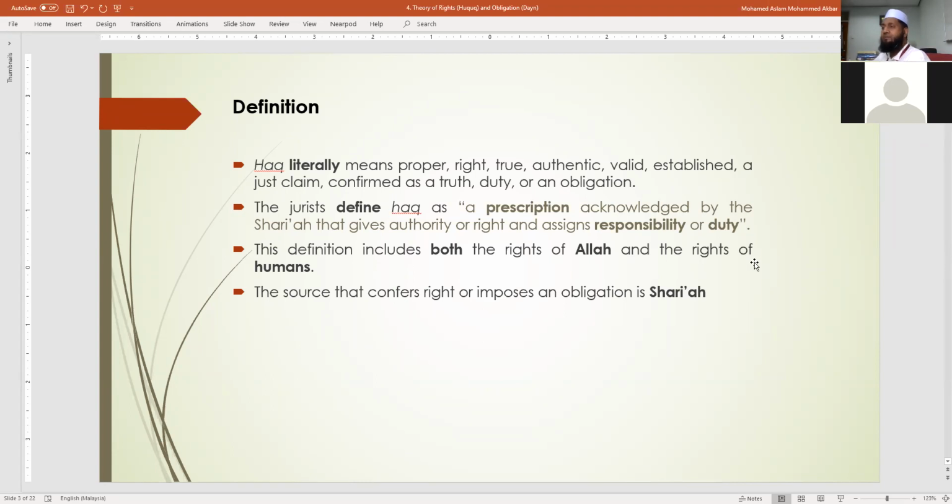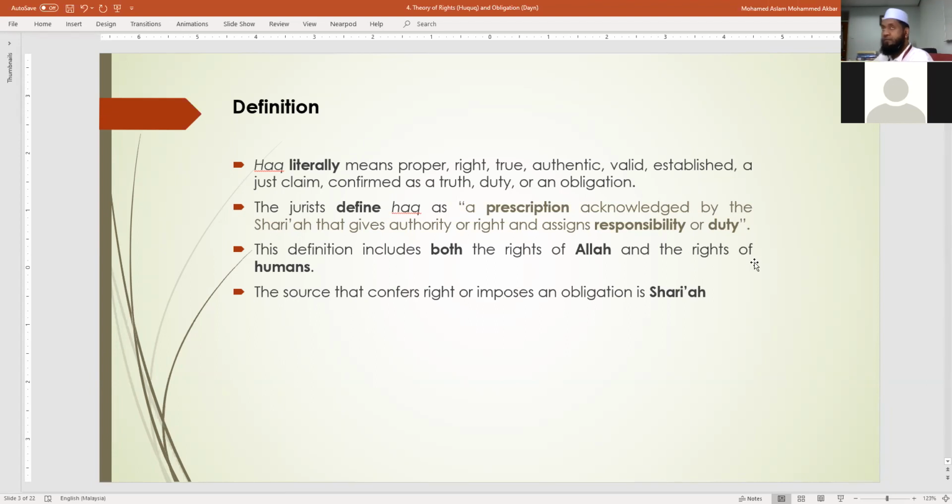The source that confers right or imposes an obligation is Sharia. Remember, all these rights, why do you have to do that? We may think, okay, I'm a father, so I have to do it. You may think I'm a brother, so I have to do it. But most of all, we need to know that these obligations are coming from Sharia, because as Muslims, we are all following Sharia.